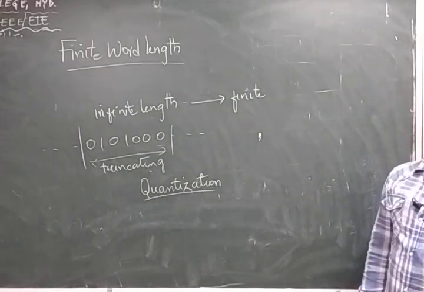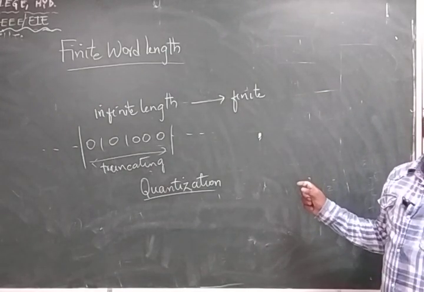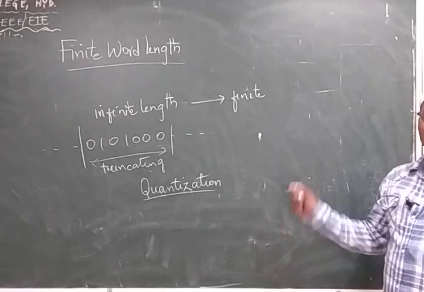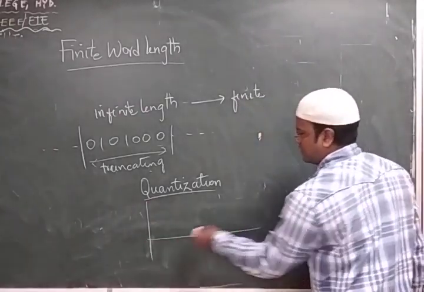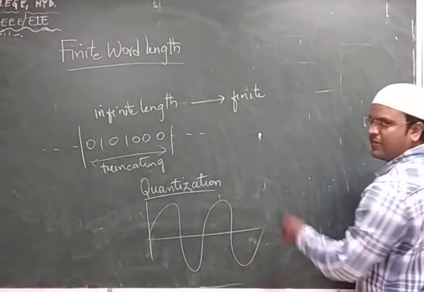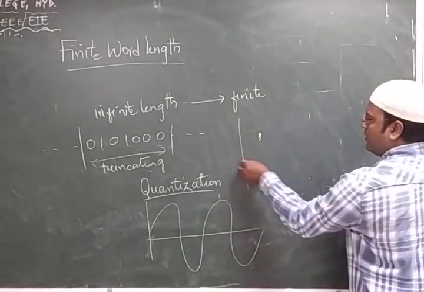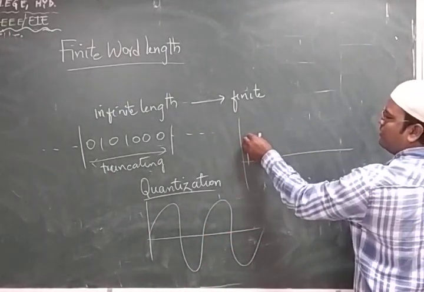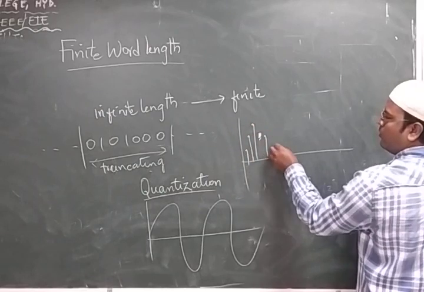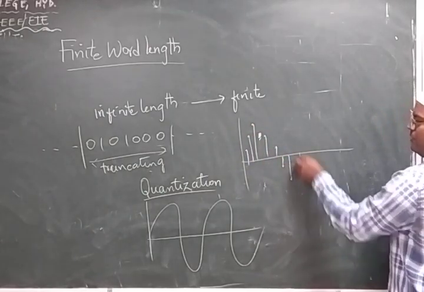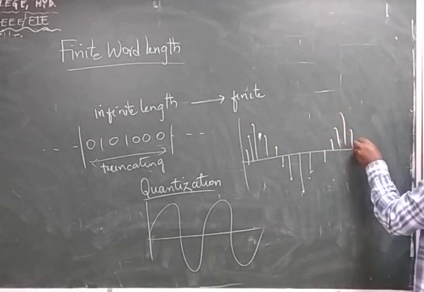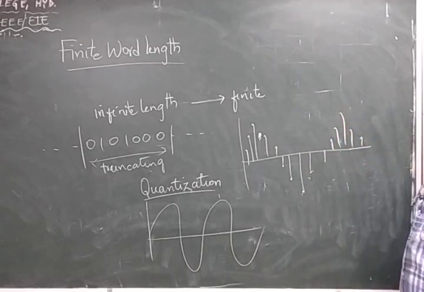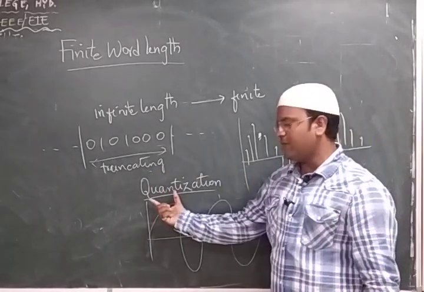Quantization: what you do over there is take a continuous signal and make it into a discrete signal, right? Suppose this is your sine wave. When you have a continuous sine wave, you are making it into a discrete one. At every interval of time, you want to make it into a particular discrete form. When you are doing this into discrete form, this is called truncation, or it is nothing but quantization.